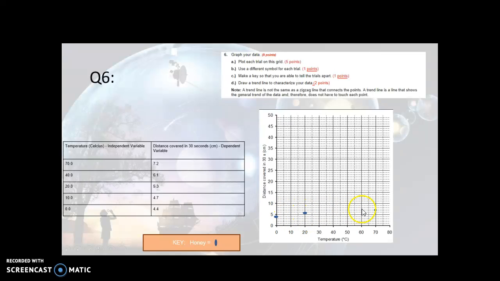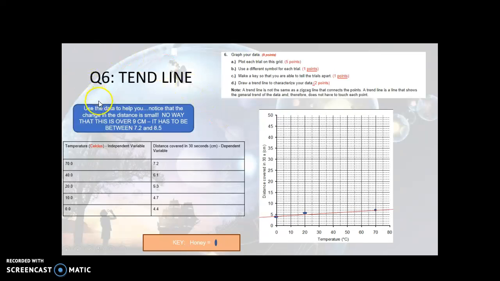Notice how it's a really small slope. It's not steep. The numbers are only going from 4.4 to 7.2. And so if you're using this graph here, you shouldn't see much of an increase along this chart. And that will help us with our trend line. You're using the data to help you insert a trend line.